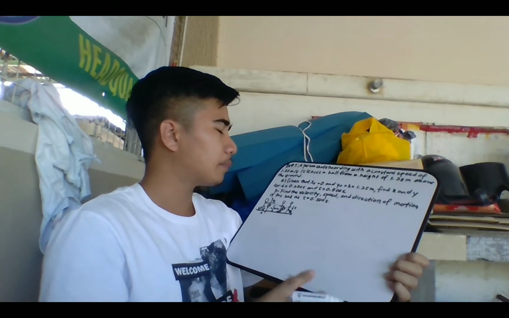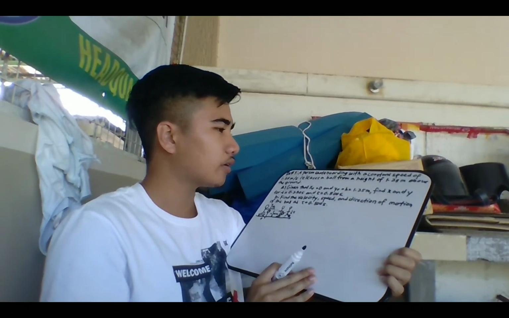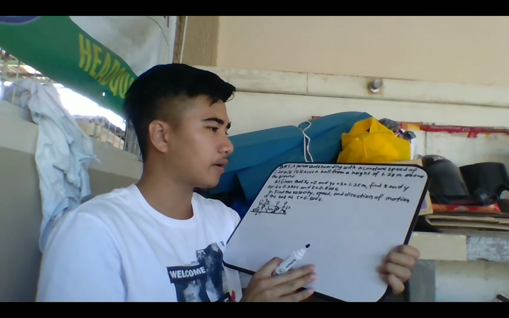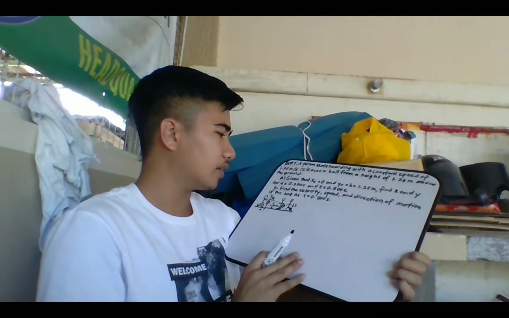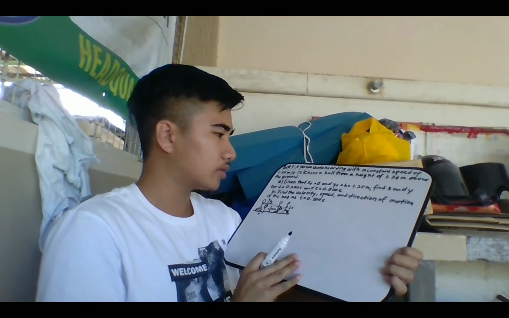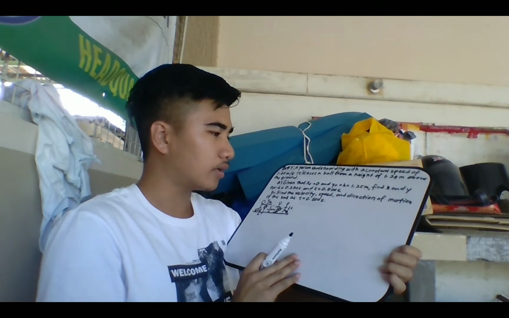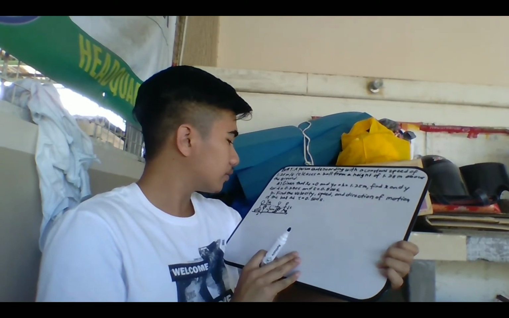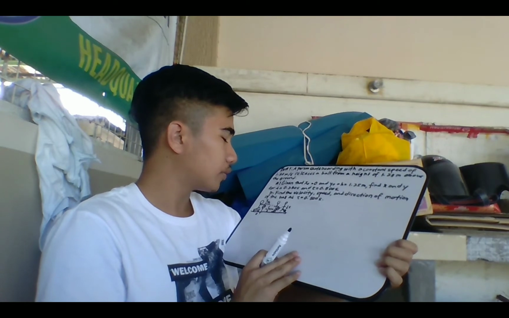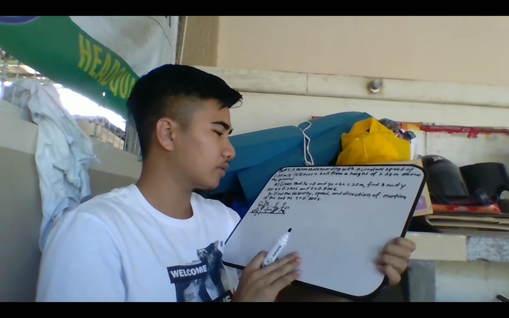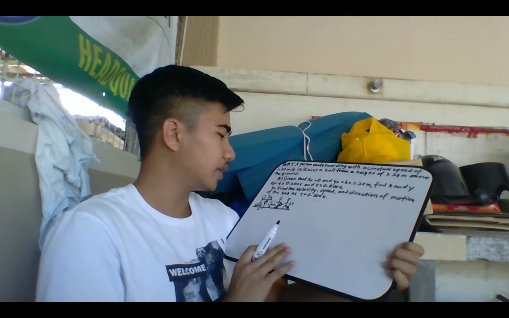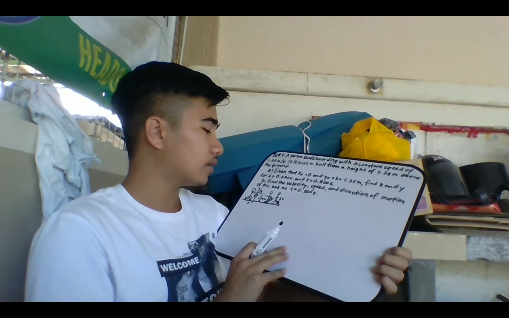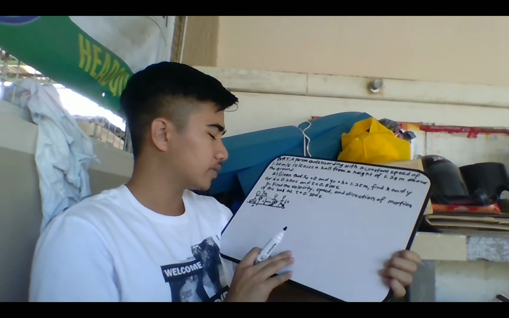Example number 1. A person skateboarding with a constant speed of 1.30 meters per second releases a ball from a height of 1.25 meters above the ground. A. Given that x sub o equals 0 and y sub o is equal to 1.25 meters, find x and y for t equals 0.25 seconds and t equals 0.5 seconds. B. Find the velocity, speed, and direction of motion of the ball at t equals 0.5 seconds.